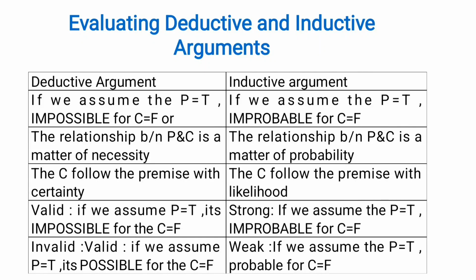So as a summary, a deductive argument is an argument where, if we assume that the premise is true, it is impossible for the conclusion to be false. While an inductive argument is one where, if we assume that the premise is true, it is improbable for the conclusion to be false.